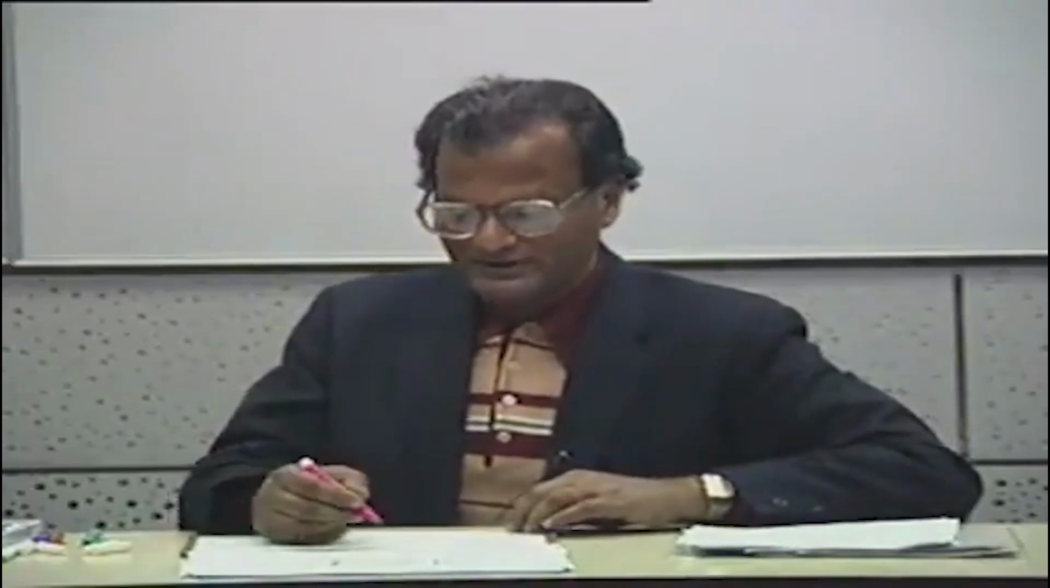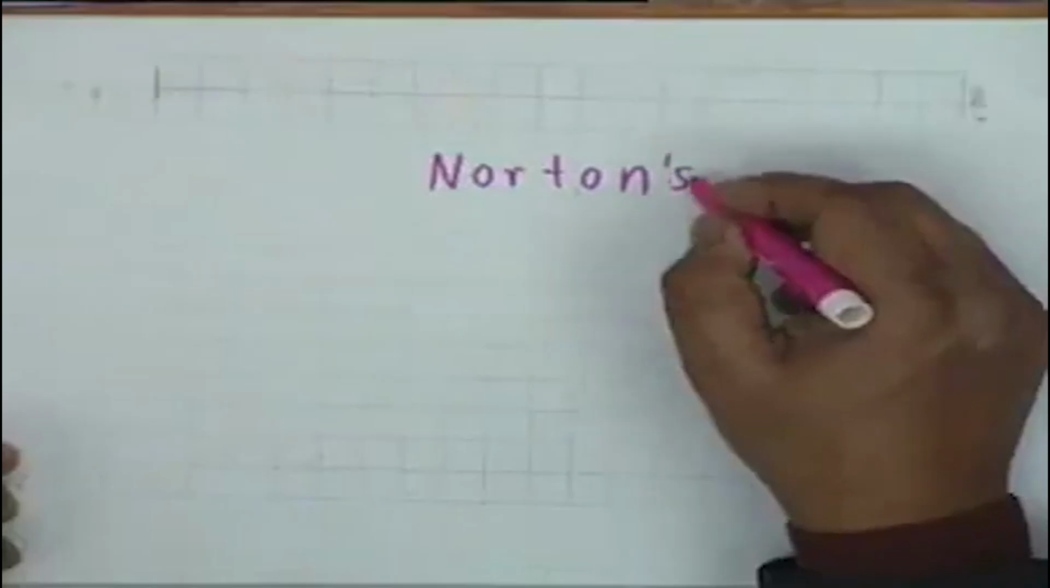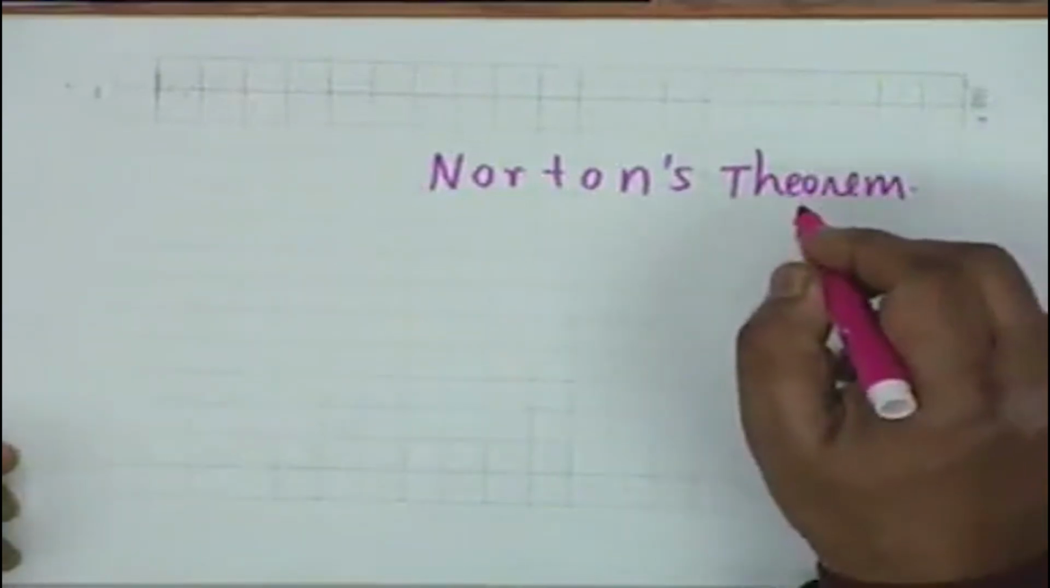Now, along with Thevenin comes the name of Norton. Norton was an American working in Bell Telephone Laboratories, and he enunciated a theorem which goes by his name, Norton's theorem, which is precisely the dual of Thevenin's theorem. Dual. That means what Thevenin enunciated in terms of voltage, Norton enunciated in terms of a current.